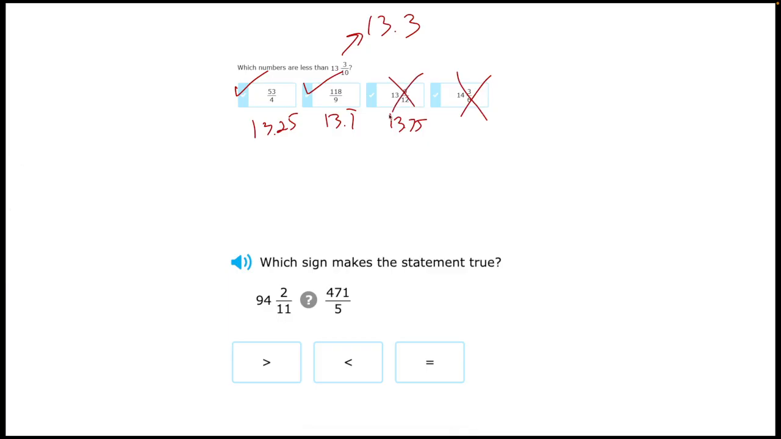For the bottom problem, this is 94.18, with the 18 repeating. This is 94.2, and so the bigger number here is the 94.2, so this is the correct answer.